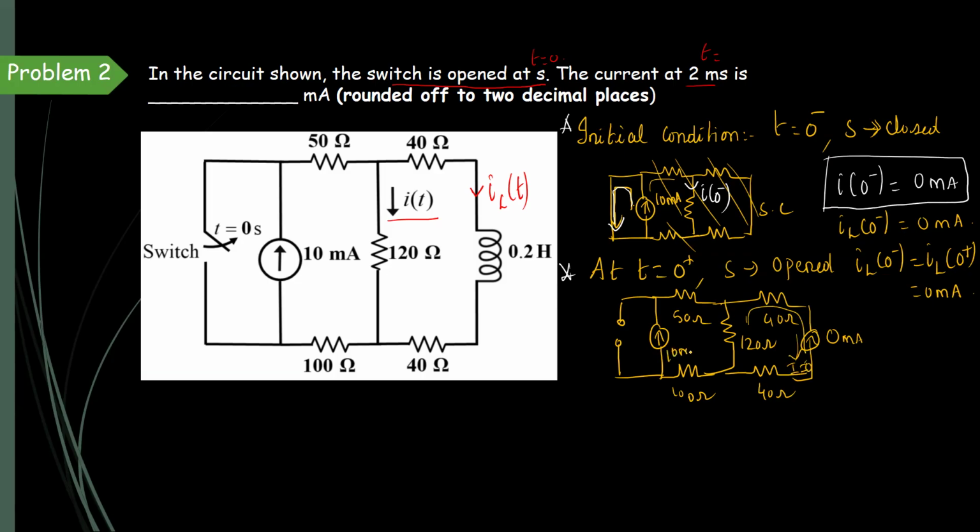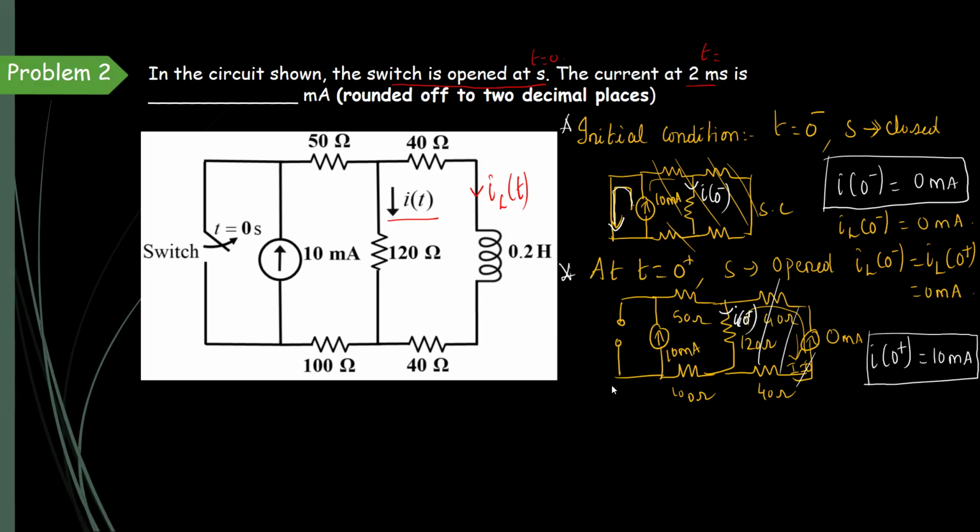So this is 10 milliamps, and we can discard this whole circuit. When we discard it, we only have the current source, 50 ohms, 120 ohms, and 100 ohms. All the resistances are in series, so obviously I of 0 plus, immediately after the switching condition, will be the full 10 milliamps, the total current flowing through the 120 ohms. So this condition we have also found out.